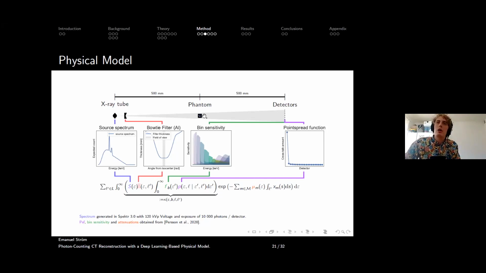And then lastly, we have this phantom, which is made up of different materials, and each material has its own attenuation footprint. Okay, so this is the main gist of the physical model.